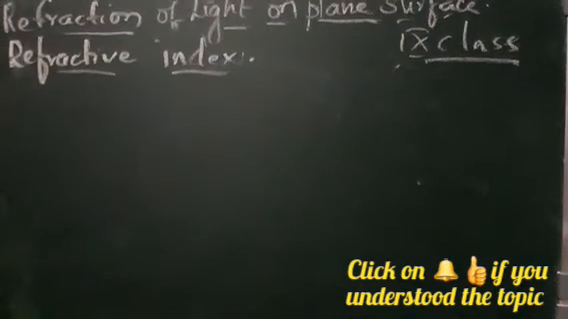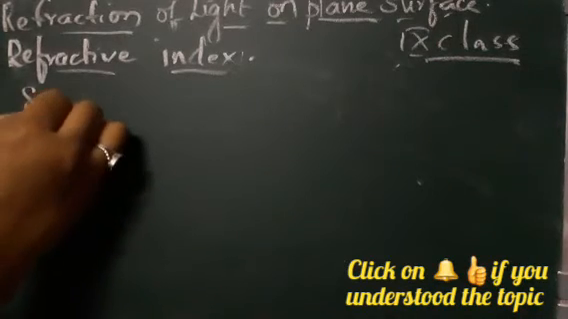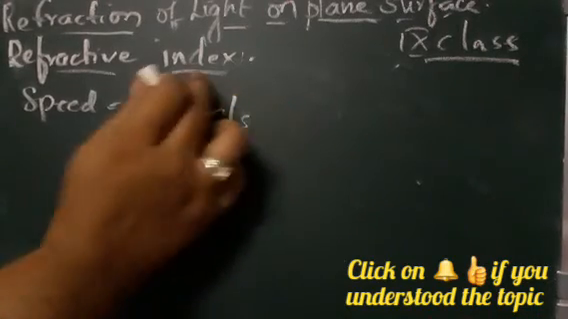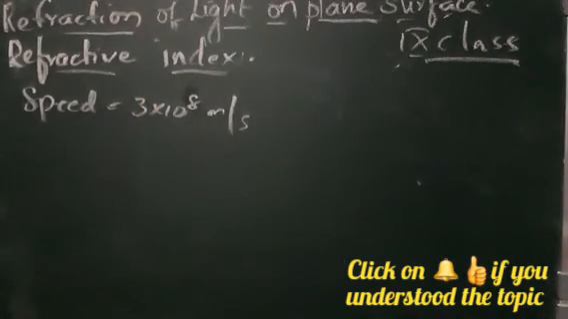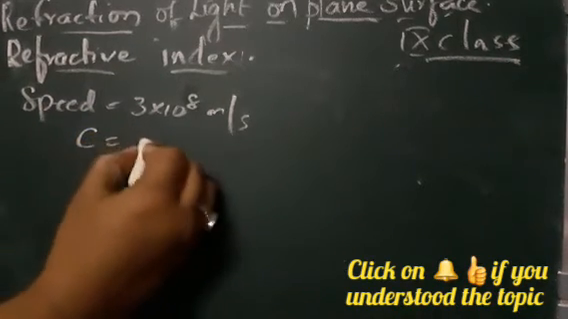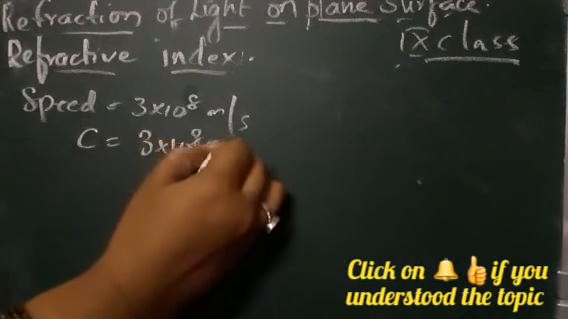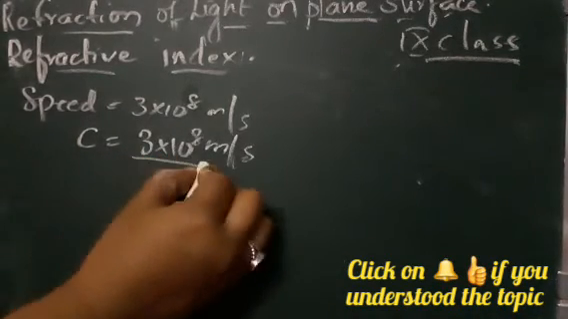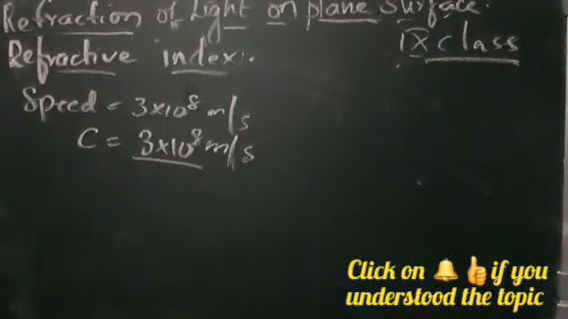Let us know it. We already know that light travels in a vacuum with a speed of 3 into 10 to the power 8 meters per second. This can be denoted by the letter C, so C is equal to 3 into 10 to the power 8 meters per second. The speed of light in another transparent medium will definitely be less than 3 into 10 to the power 8.